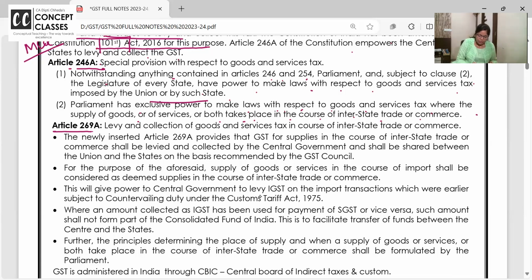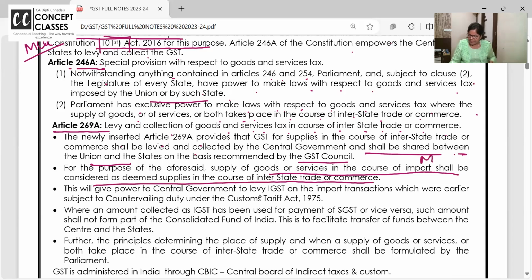For that, Article 269A. Levy and collection of the GST in course of interstate trade. So newly inserted article. What is it? That this will go to state, this will go to center. They have levied the GST and it will be shared between the state and the center, or the union territory and the center, right? As recommended by GST Council. Okay, now here also they have said that goods and service in course of import shall be treated as interstate supply. If this comes in MCQ, smile, attempt, and after your exam message me.